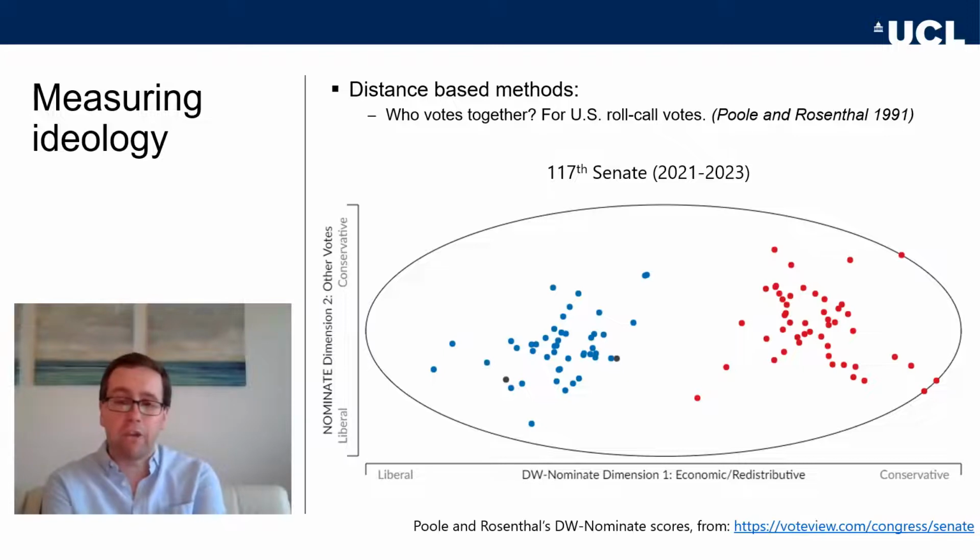And again, you can have a look at the website and look at the Senate, for example, over time, or the Congress over time. And for example, you can see the increasing polarization of American politics over the last 50 years or so.